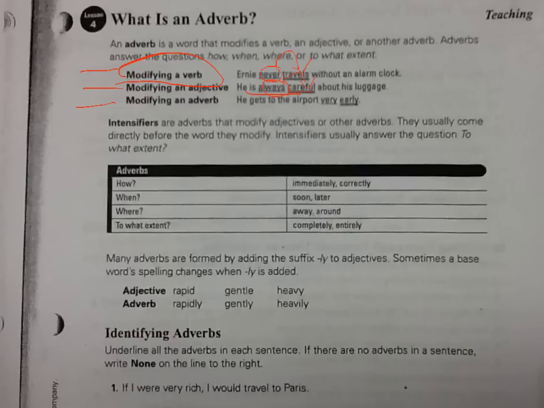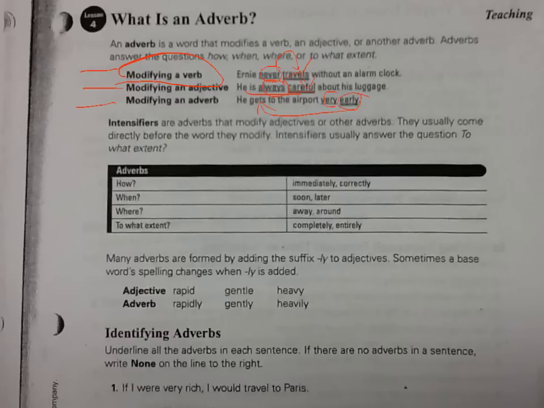Now, this last sentence, this is where it gets kind of tricky. Adverbs can modify other adverbs. You can put as many of them up against one another as you want. So in this case, early is an adverb modifying gets. It's telling us how he gets to the airport or when he gets to the airport. So that makes early an adverb.